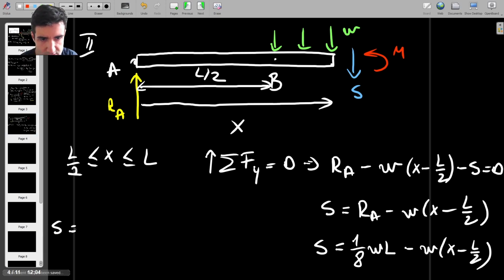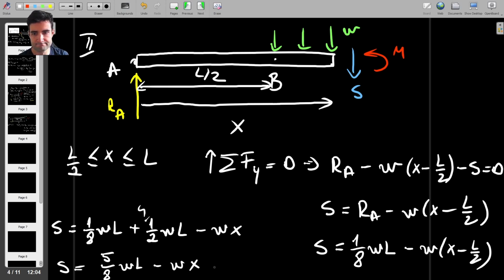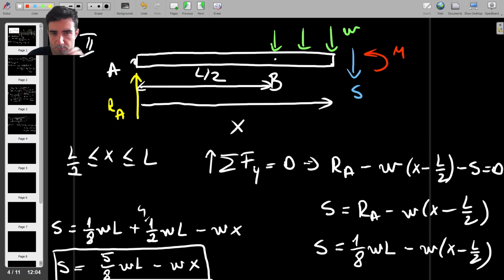We can simplify things a bit. So the shear force is going to equal 1 over 8 wL, plus 1/2 wL, minus wx. We can add the two wLs: 1 over 8 plus 1 over 2 is going to be equal to 5 over 8 wL minus wx. So that's the shear force from point B onwards, all the way to the right, all the way to point C.